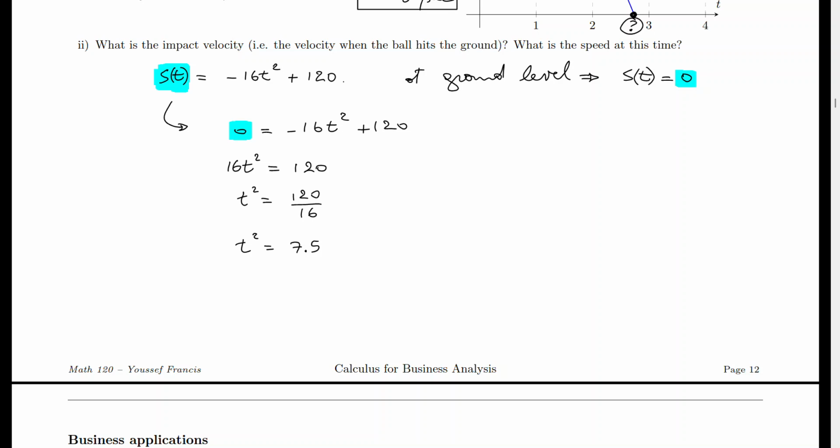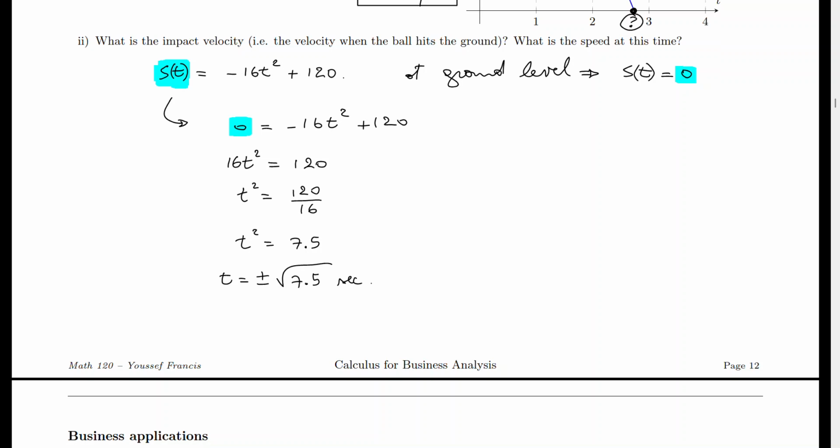since t squared is 7.5, the t itself is either plus or minus the square root of 7.5, and remember this is in seconds. Now remember, there are two options here because there are two numbers that we square to get 7.5. It's either the positive version or the negative version. Both of them will square to become 7.5 later on.